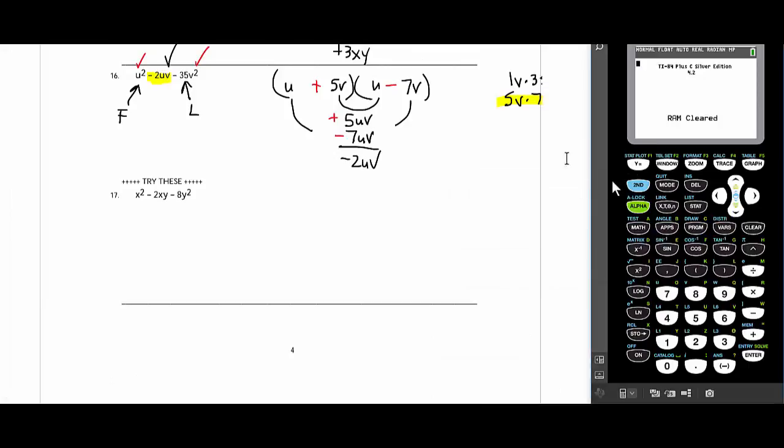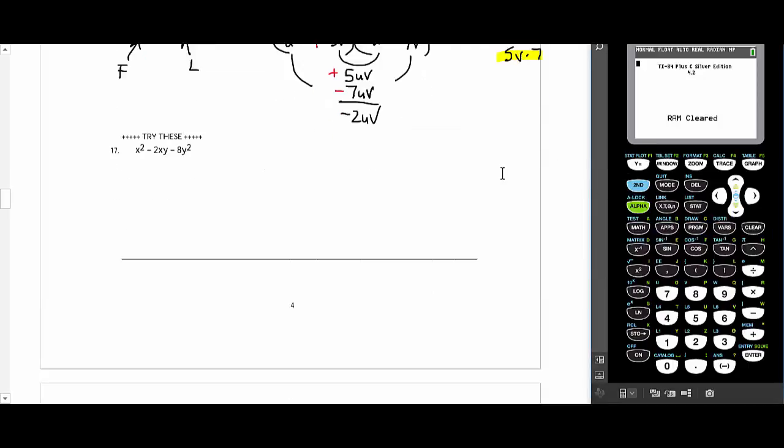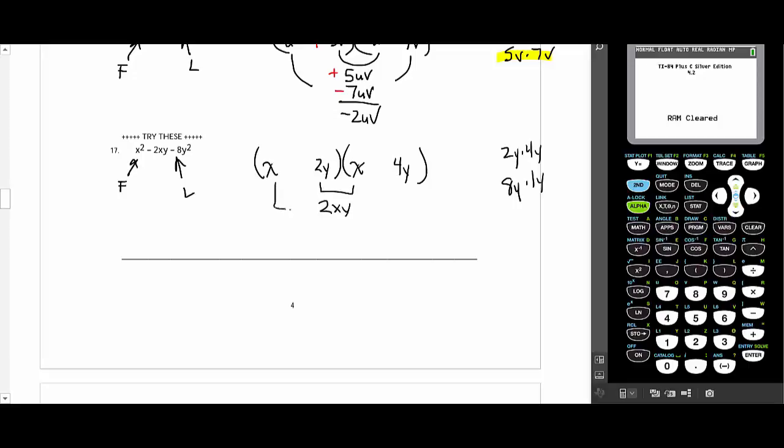Okay, so it looks like you guys are doing good. All right, so let's see. This one, first term, you have x and x. Last term, your choices are 2y and 4y, or 8y and 1y. So I think I saw everybody get a 2 and 4, which is good. I did see some people getting signs backwards. When you're learning this, you got to be careful about that. So see, that inside term is 2xy. This last term, outside term is 4xy, and you're trying to make it out to negative 2xy.